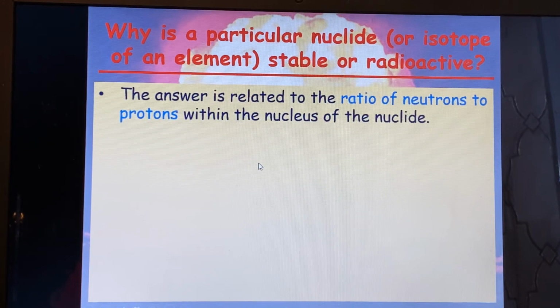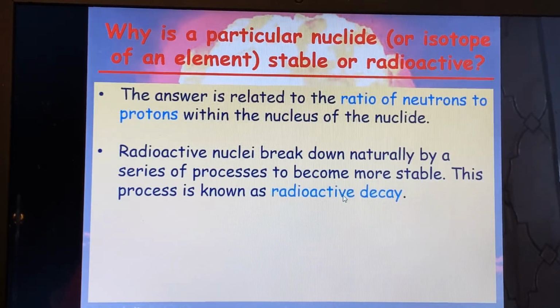The answer to whether a nucleus is stable or not has to do with the ratio of protons and neutrons, and those are obviously found within the nucleus. I'm going to pop up a graph here, I think. I don't know if it's this slide or the next slide. But what happens is when something's radioactive, the nucleus is unstable, and it's going to decompose or break down to turn into something that's more stable. It actually changes from one element into other elements. And that's actually the process of radioactive decay.